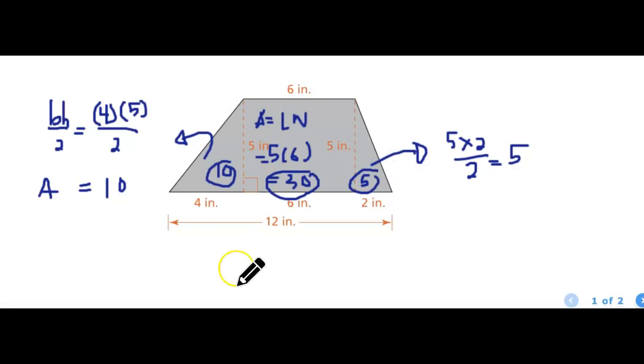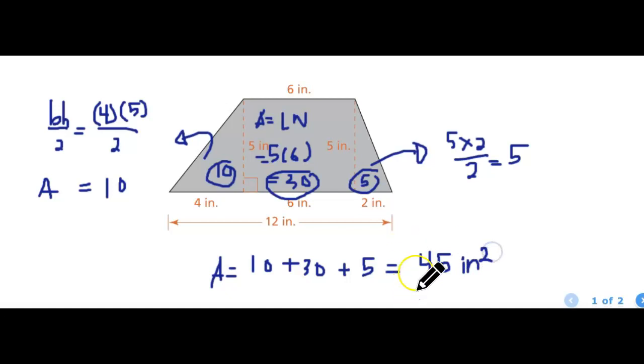So we'll find the total area of this trapezoid. We're gonna have 10 plus 30 plus 5. And that will give you 45. And the units is square inch or square inches. It's 45 square inches. So we're gonna add a total shape.